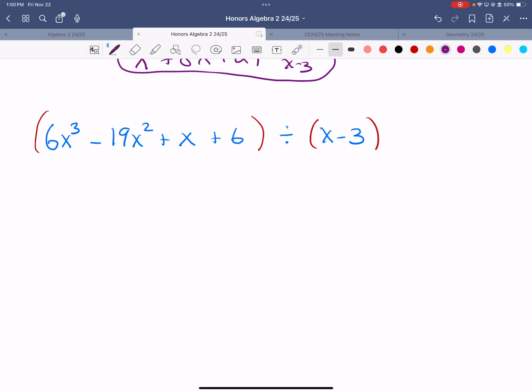Go. We're keeping it at negative 3 so you can do it the same thing.